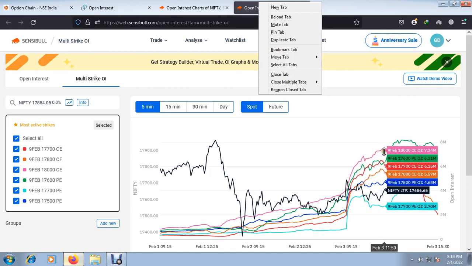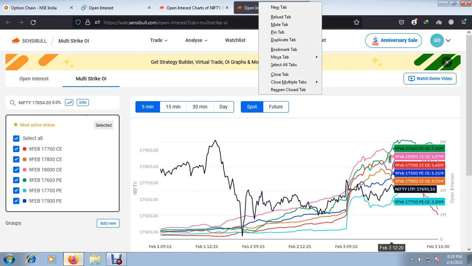Then after that, at this crossover here, see this red line came down, this 17700 CE came down, and 17700 PE went up. 17600 PE also went up. So both of them went up. So this was the time when the market changed, around 12:15 p.m.